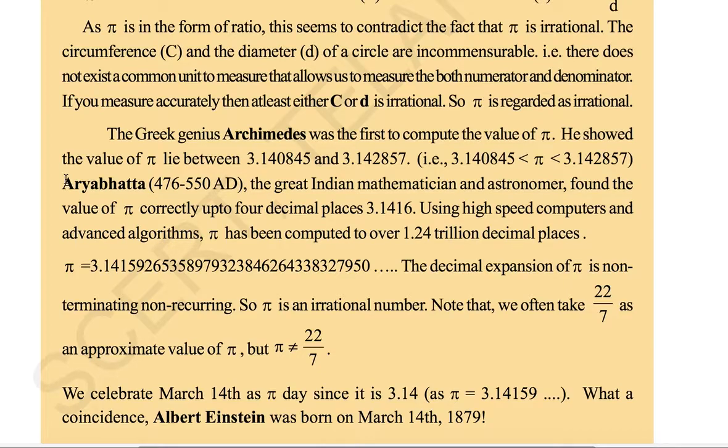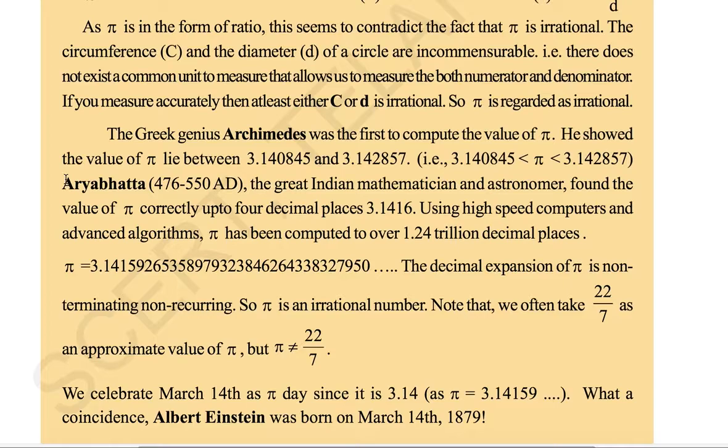Aryabhatta, the great Indian mathematician and astronomer, found the value of pi correctly up to 4 decimal places. Using high-speed computers and advanced algorithms, pi has been computed to over 1.24 trillion decimal places. This is the expansion. The decimal expansion of pi is non-terminating, non-recurring, so pi is an irrational number.